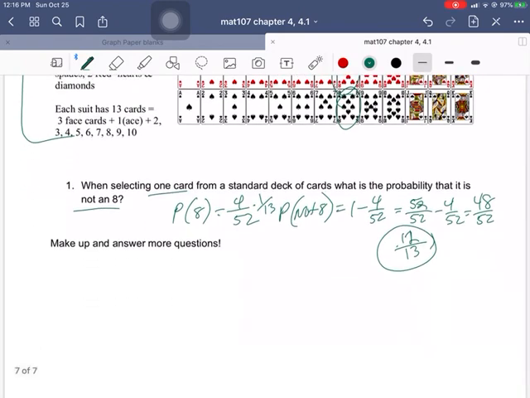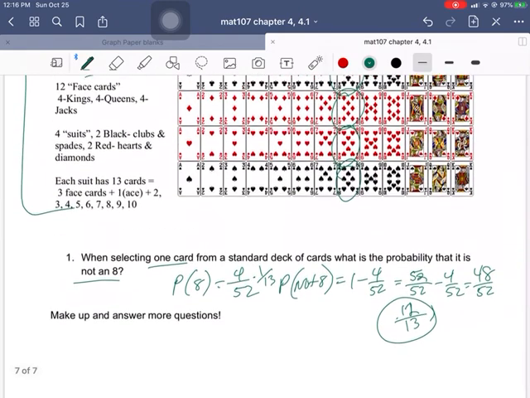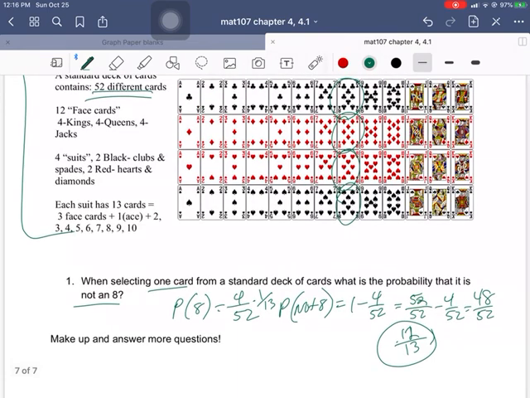So many more questions can be asked and answered about cards. Getting an ace is the same probability as getting an 8. Not getting an ace is the same probability as not getting an 8. The probability of a red card, the probability of getting a red ace, that kind of thing. There's a lot of ones you could make up about that. Okay?